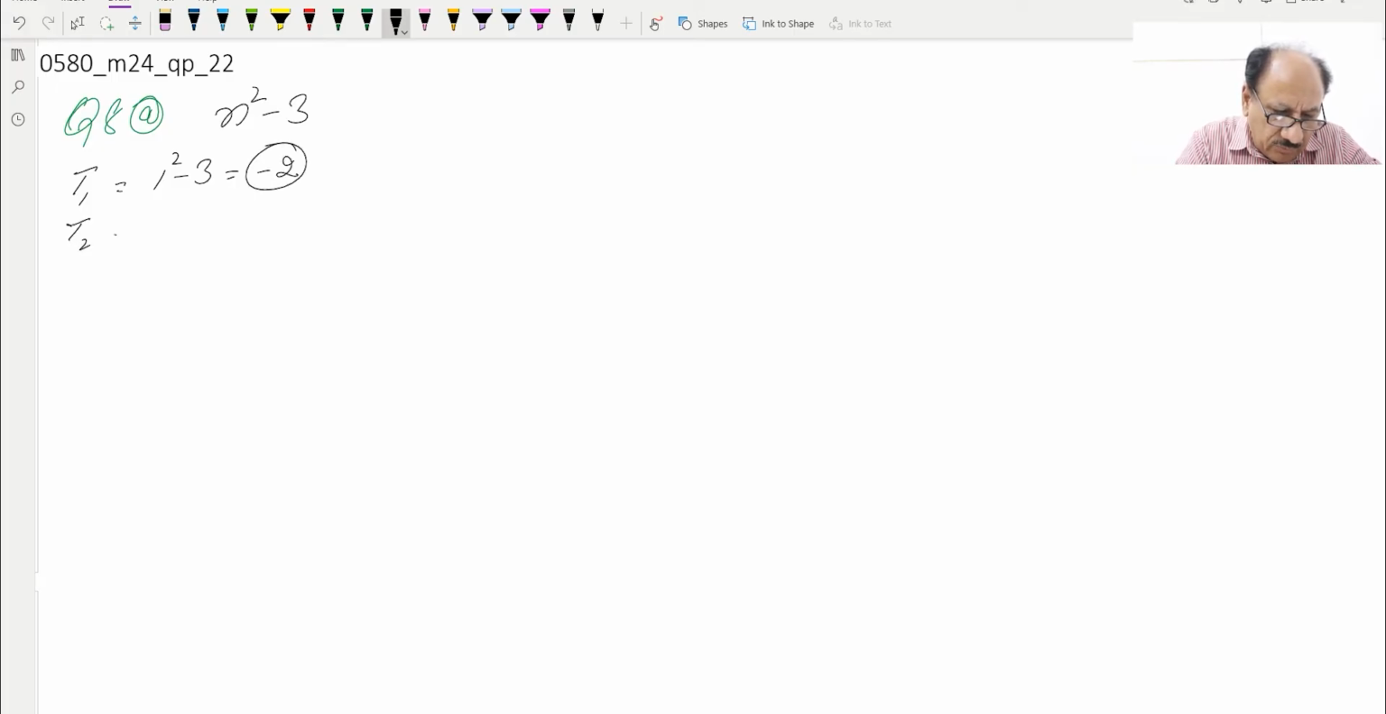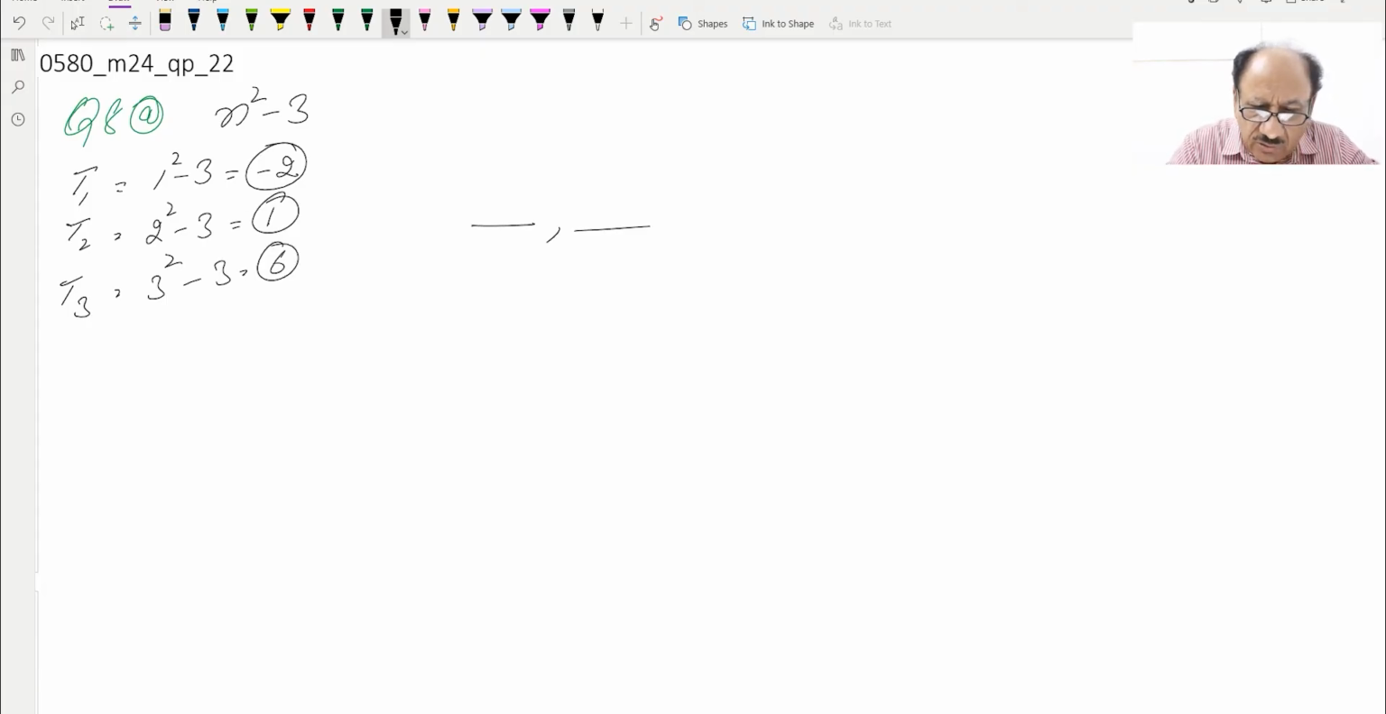Then t2, the second term, will be 2 square minus 3. We are just replacing n by 1, 2, 3, and we'll be getting 3 terms. So t3 will be equal to 3 square minus 3. 4 minus 3 will be 1, and similarly 9 minus 3 will be 6. So these are the first 3 terms, and the answer which we can provide is minus 2, 1, and 6. And this was a 2 mark question, by the way, and it was a simple straightforward question.